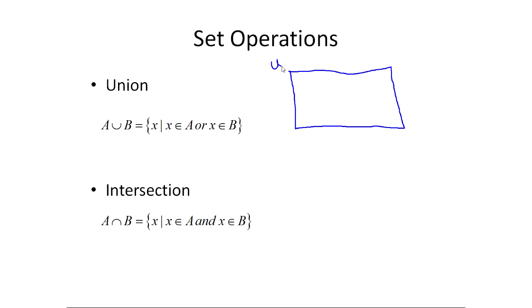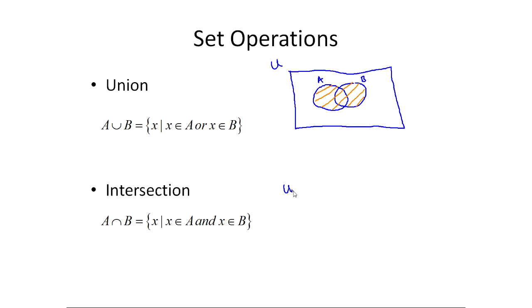So here's my universal set, and we'll say here's A, and maybe it shares some elements with B. Here's B. The union is everything together. So in this particular case, the union is all of the stuff in A, but also all the stuff in B. So all of this information here would represent the union. Whereas the intersection is only what is shared.